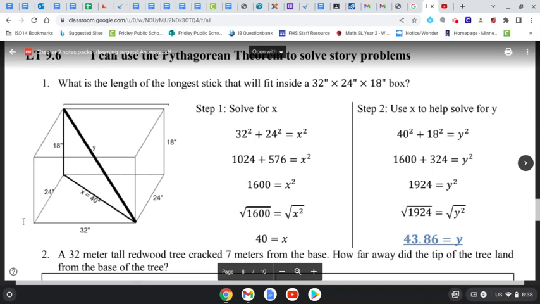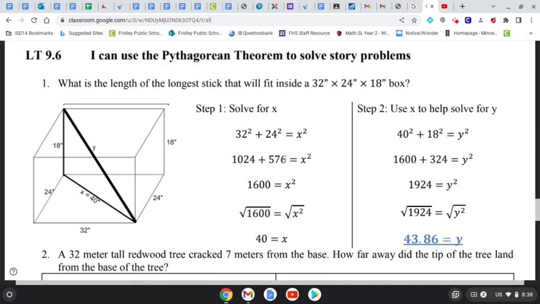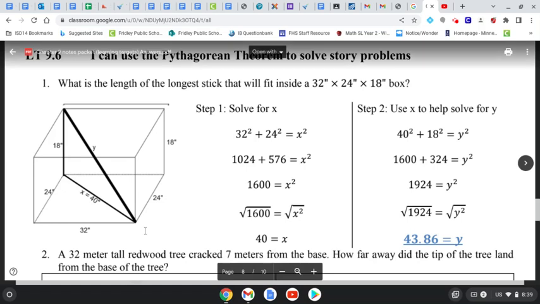So we're going to go ahead and use the Pythagorean theorem. 24 squared plus 32 squared equals x squared. So I can set up my equation here, square each of those. We get 1600 equals x squared. Then I go ahead and square root both sides and I end up with 40. So this diagonal from the bottom to the other bottom is 40 inches.